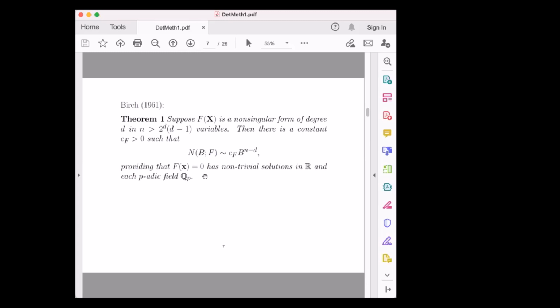And that's assuming that there are non-trivial solutions of this equation in R and in each p-adic field, Q_p. After all, if F was a quadratic form, negative definite, then the only solution of F(x) equals 0 would be the 0 vector. You want to rule out situations like that, so you need to assume there's a non-trivial solution over R, and similarly over the p-adic fields. But in these situations, you genuinely do get a growth rate of size B to the n minus d.